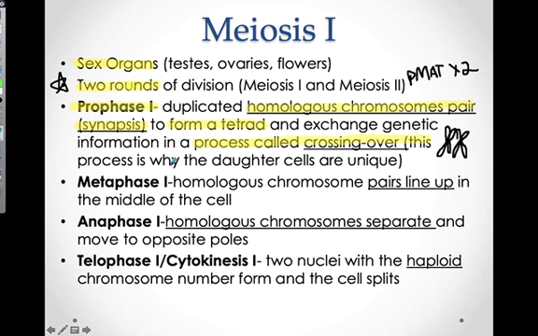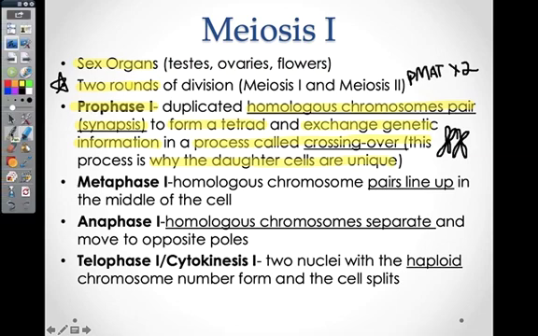So this is why daughter cells are unique. And basically this is an exchange of genetic information. I always tell my students it's kind of like 2 old ladies. I mean, no offense, but when 2 ladies get together, a lot of times they're going to gossip. They're going to exchange information. And so that's what happens here. These chromosomes exchange DNA with each other, and that happens during prophase 1. That's what makes you similar to your parents, but not exactly like them, because of crossing over.